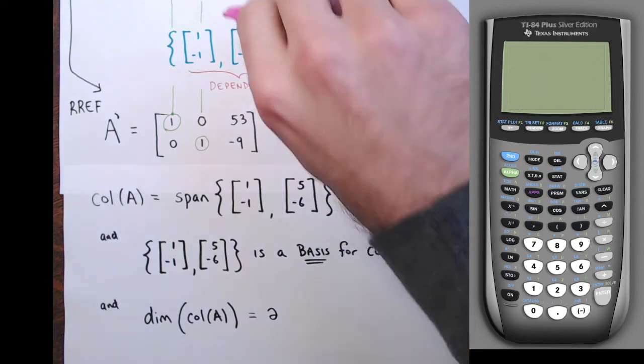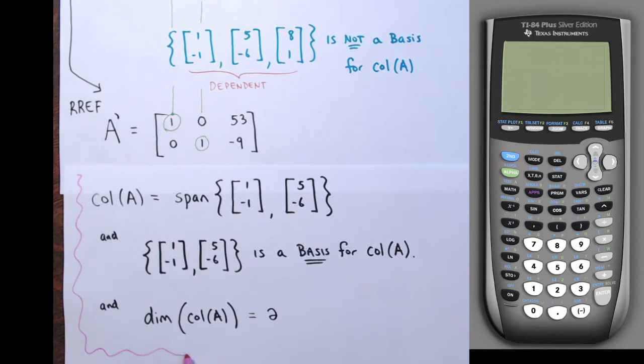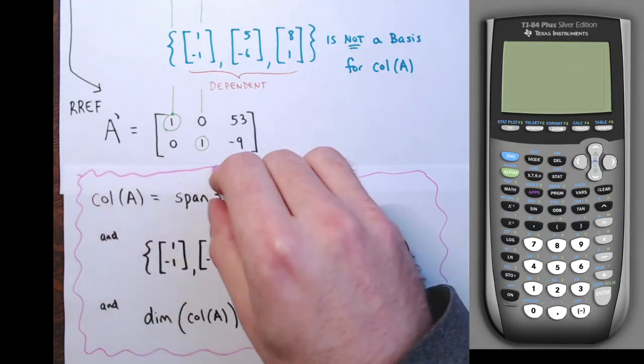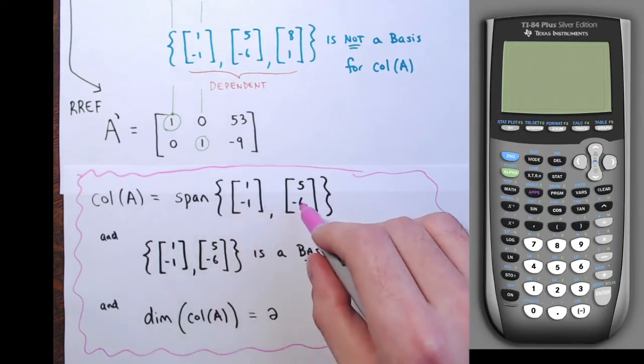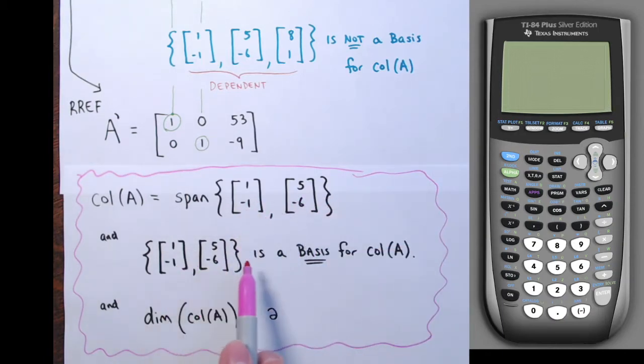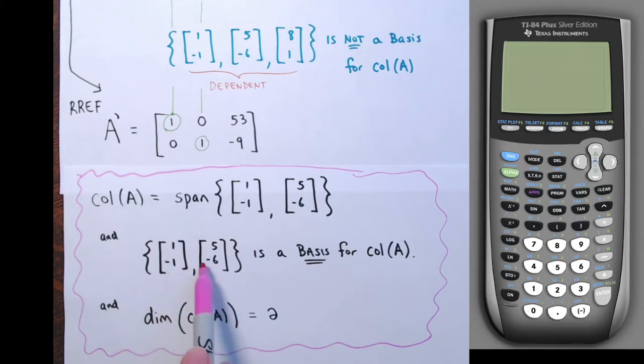And after all that reduced echelon form and looking for pivot columns, we can say all three of these things now: that the column space is the span of just the set of these two vectors. So the set of these two vectors is a basis for that space. That means that every vector in the space can be written as a linear combination of these two, and these two are independent. And because there's only two of them here, the dimension of the column space is 2.